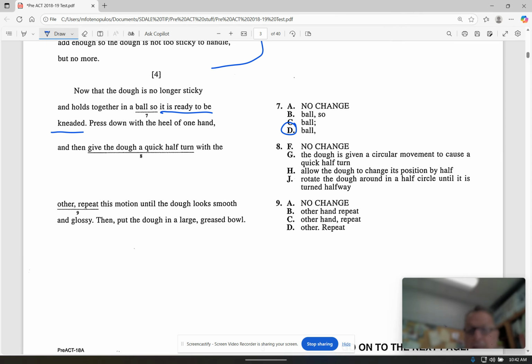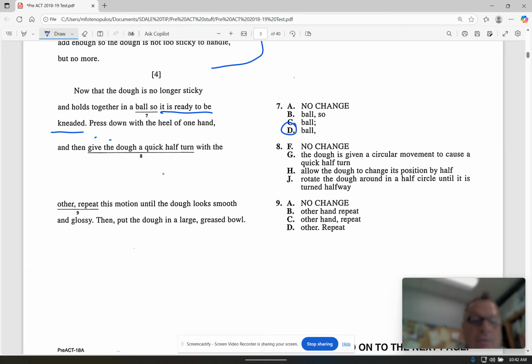Number 8 is a little bit gross to look at, and you start to get a little bit, wow, what do I do with this thing? Press down with the heel of one hand and then give the dough a quick half turn with the other. Let's see what else we got over here. The dough is given a circular movement to cause a quick half turn. Allow the dough to change its position by half. Rotate the dough around. And again, these are too long.